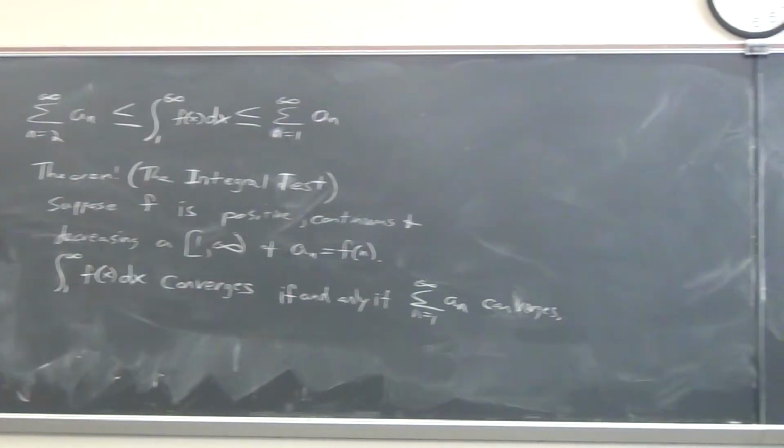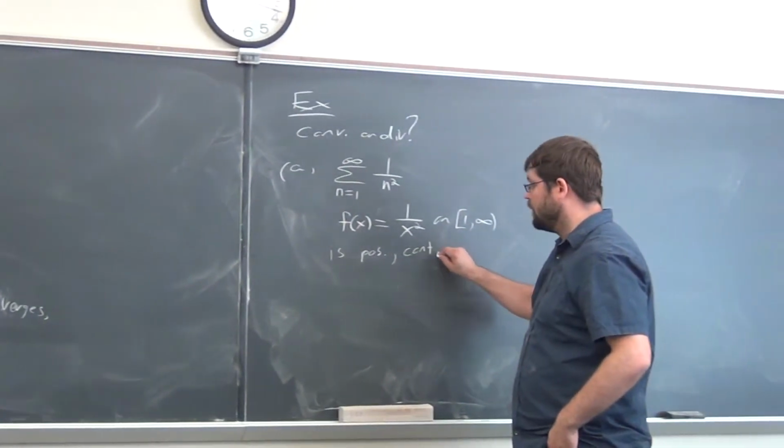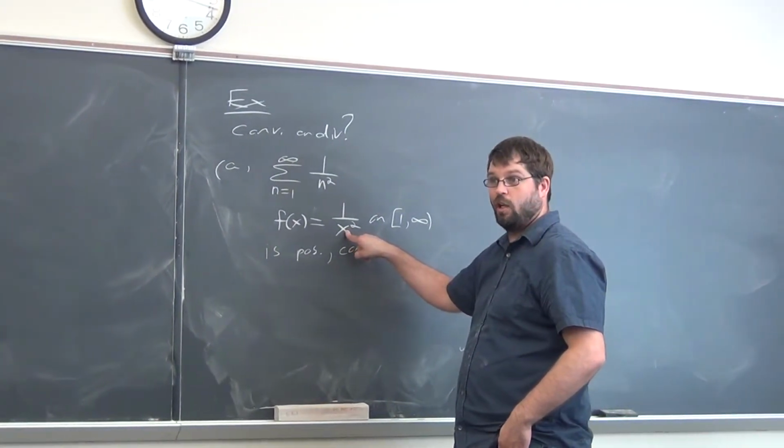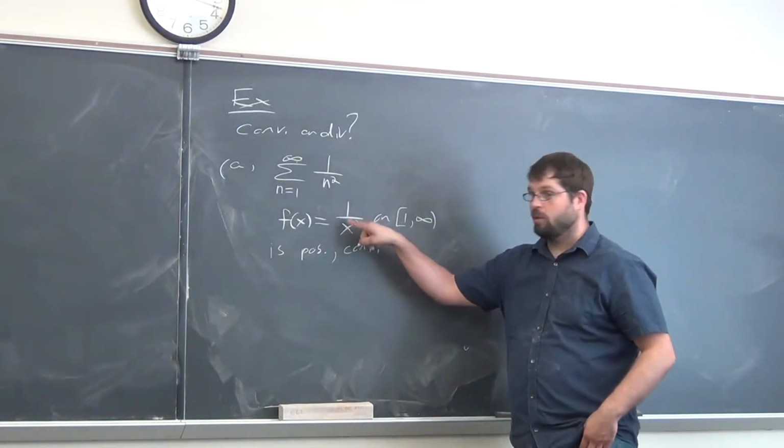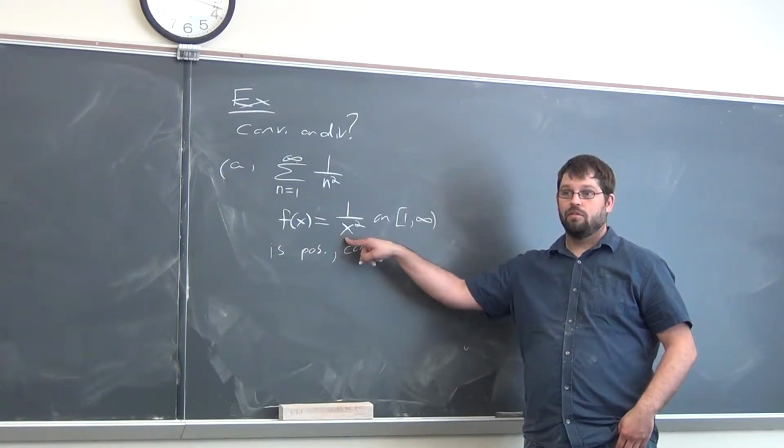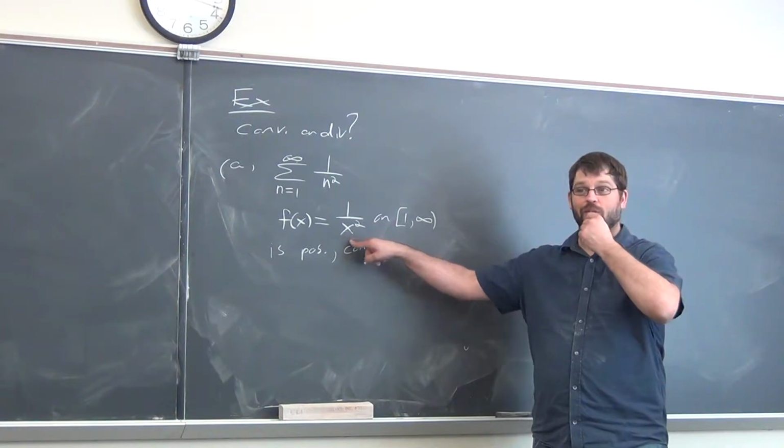So this is positive. It's also continuous, right? The only place this is not continuous is where? 1 over x squared. Its domain. What's not in the domain of 1 over x squared?